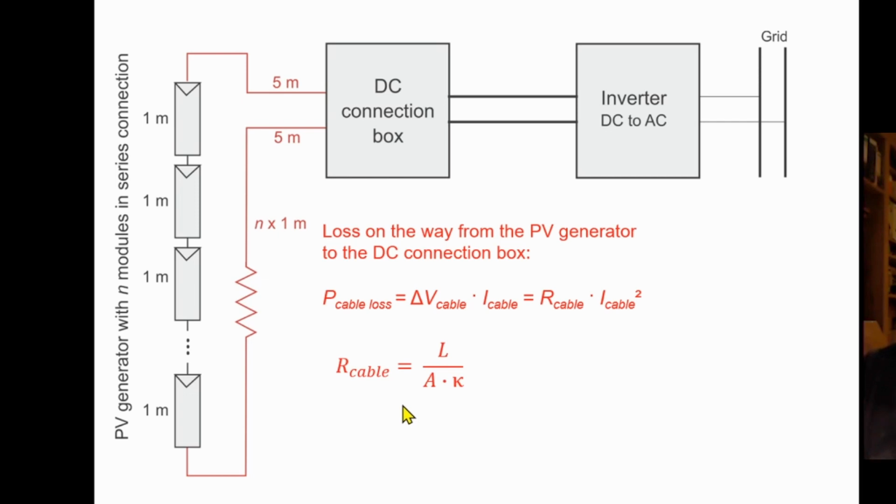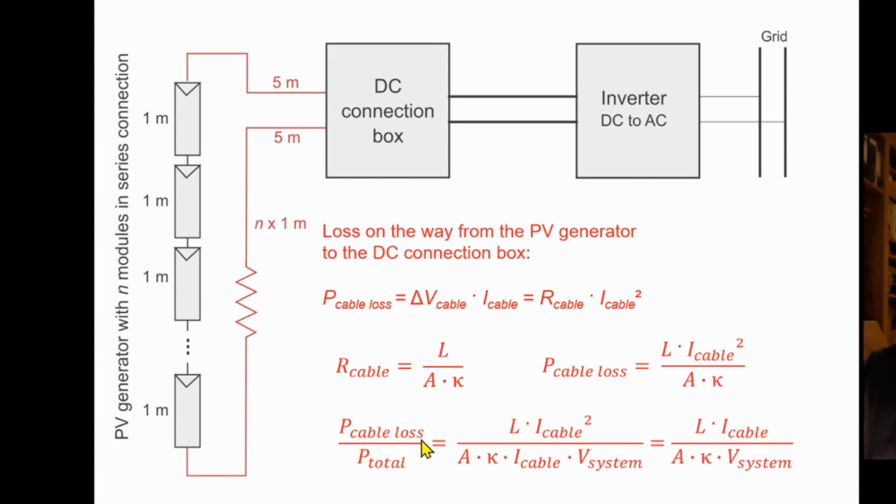The resistance of the cable is the length of the cable, so this plus this plus this, then divided by its cross-section area times the conductivity. So if we put that in, the cable loss is L times I cable squared divided by the area of the cable times the conductivity.